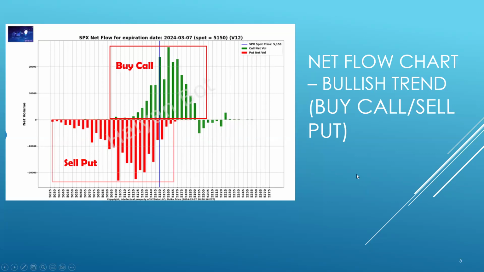From the net flow chart, we're able to tell the market trend, whether it's bullish, bearish, or range bound. On this chart, you can see the green bars are above zero and the red bars are below zero. So those are buy calls and sell puts. This is a bullish trend.